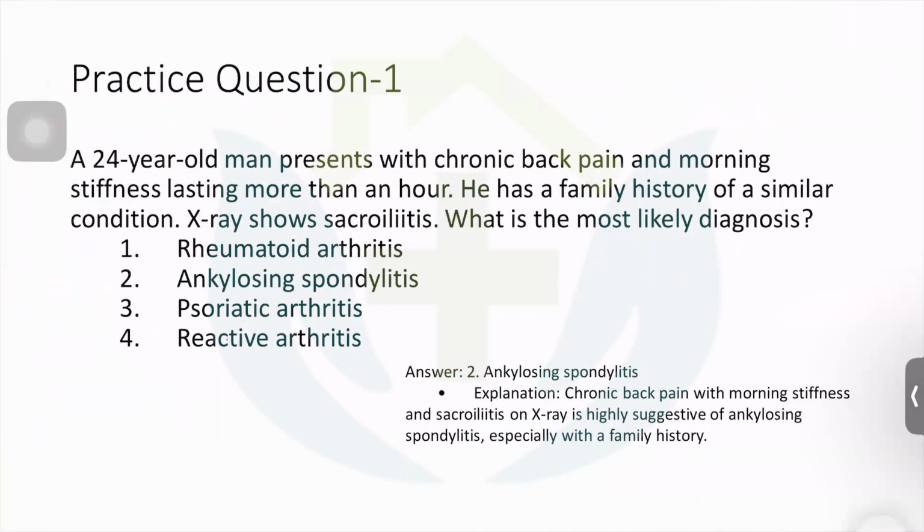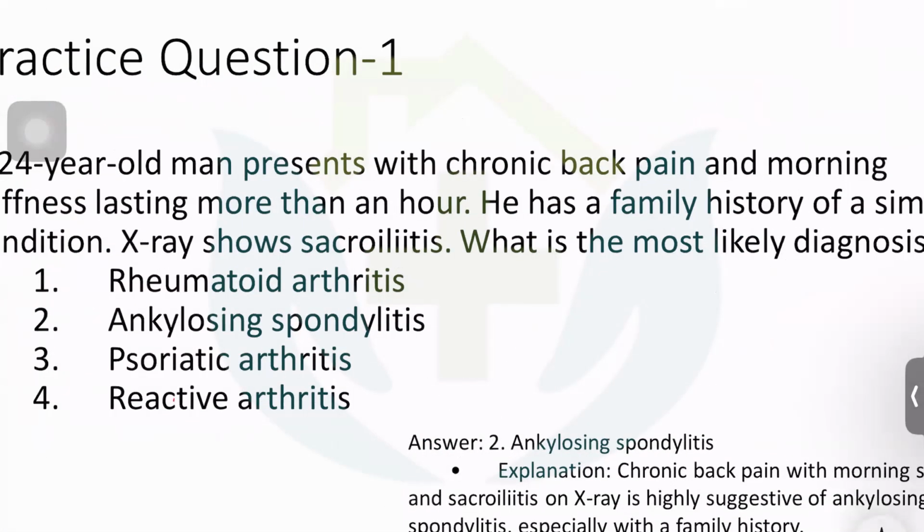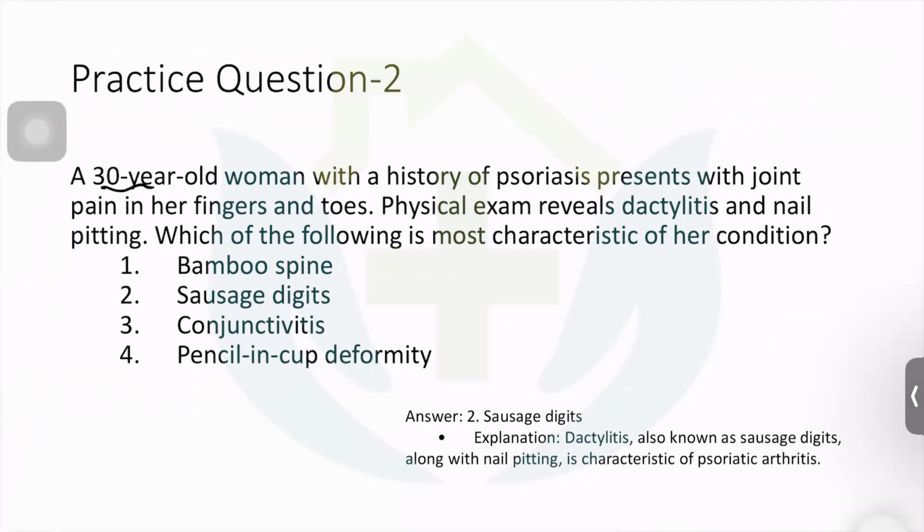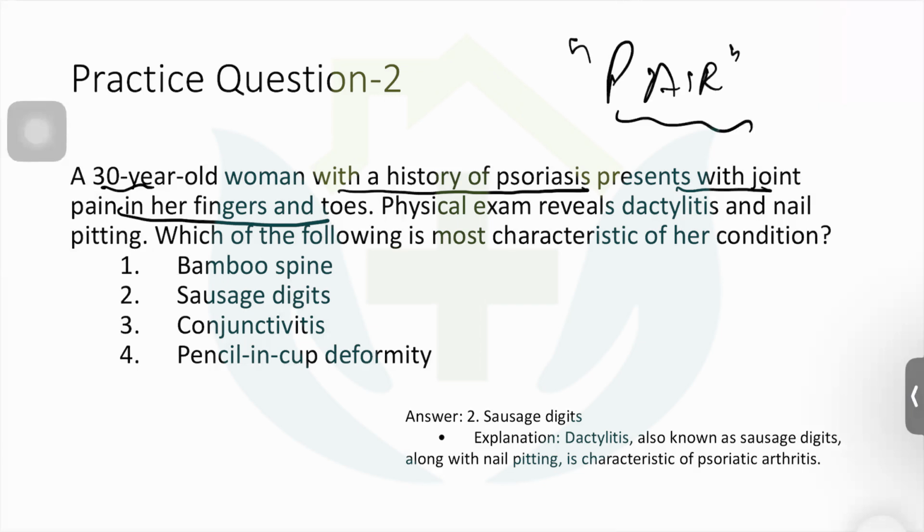A 24-year-old man presents with chronic back pain and morning stiffness lasting more than an hour. He has a family history of similar condition. X-ray shows sacroiliitis. What is the most likely diagnosis? Ankylosing spondylitis. Okay. A 30-year-old woman with history of psoriasis presents with joint pain in fingers and toes. Physical exam reveals dactylitis and nail pitting. Which of the following is most characteristic of her condition? Sausage digits.